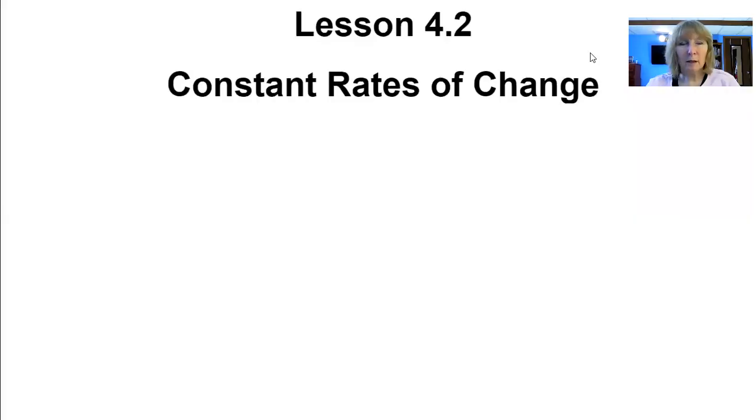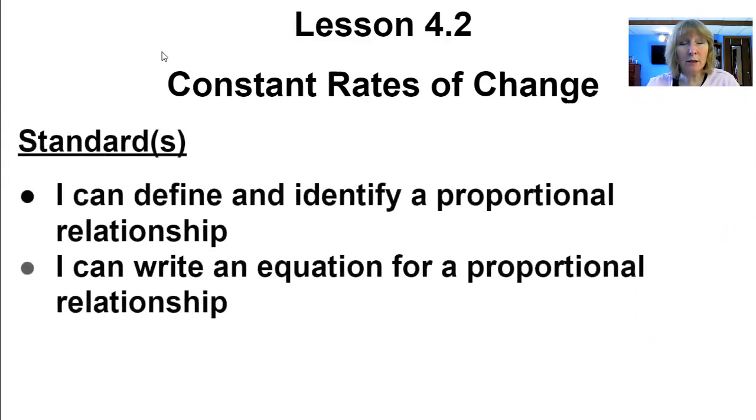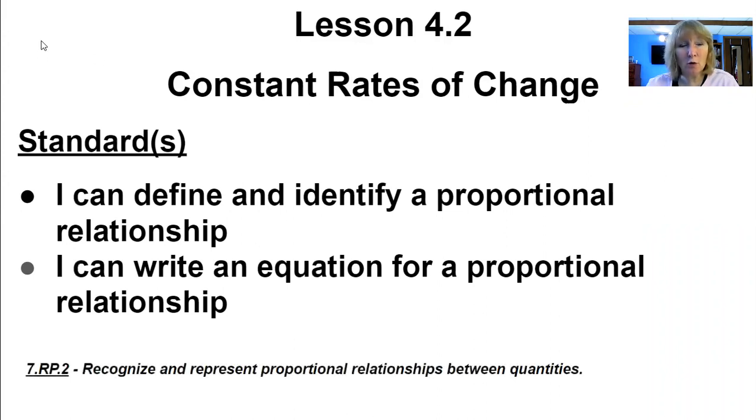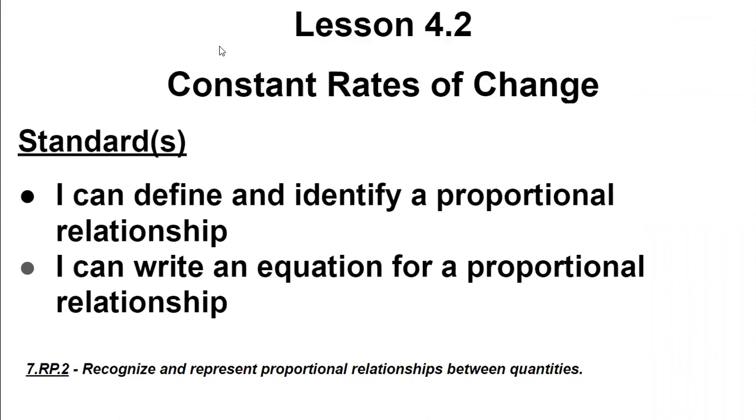Hi, this is going to be lesson 4.2. We're going to be talking about rates of change. Okay, we're talking about constant rates of change. Our standards: I can define and identify a proportional relationship. I can write an equation for a proportional relationship. The standard is RP2, recognize and represent proportional relationships between quantities. So I'm going to minimize myself and we will begin.